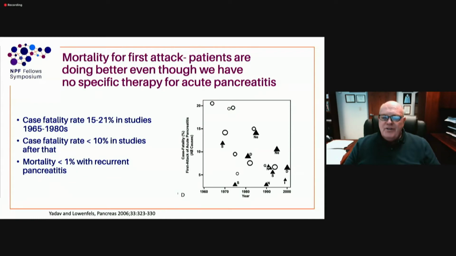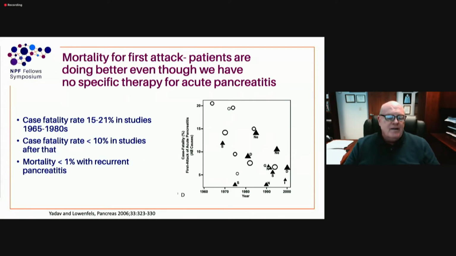It's interesting, though, when you look at the mortality from acute pancreatitis, obviously a very important outcome. If you just look at the data, which is presented in the lower right, we're doing better. The case fatality rate in the 60s, 70s and 80s was 15 up to 20%. After that, it's less than 10%. But this all happened without any specific therapy for acute pancreatitis. This is due to improvements in general medical care.